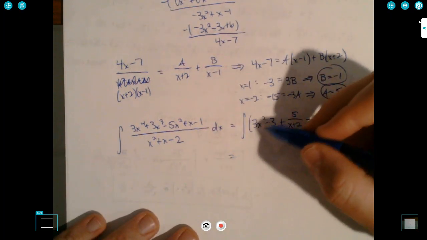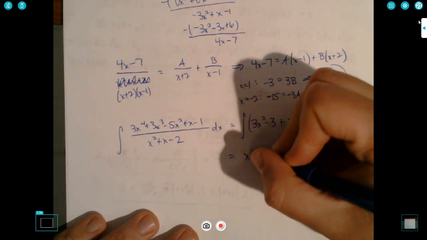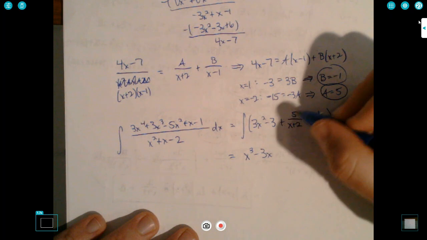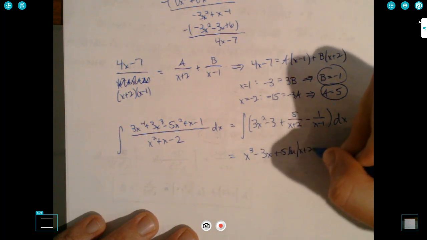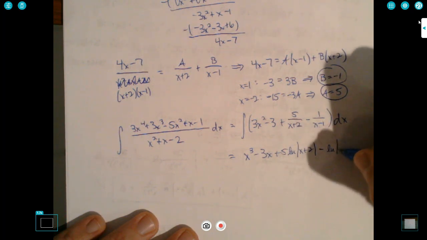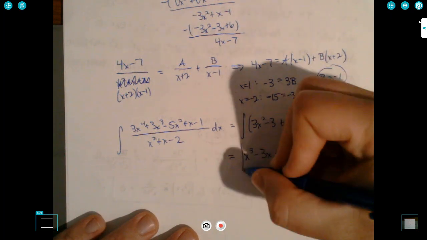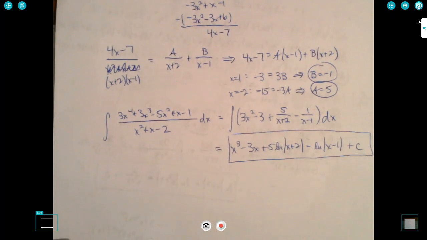This is going to be 3x cubed over 3, so just x cubed. This part's going to be a negative 3x. This part's going to be a 5 ln of x plus 2. And this part's going to be a negative ln of x minus 1. Don't forget your constant of integration. And that, my friends, is all I have to say about that.